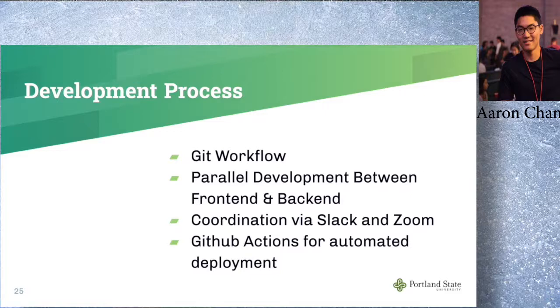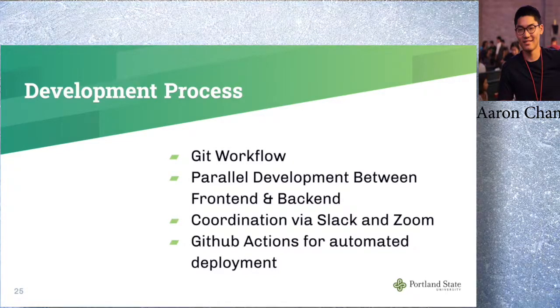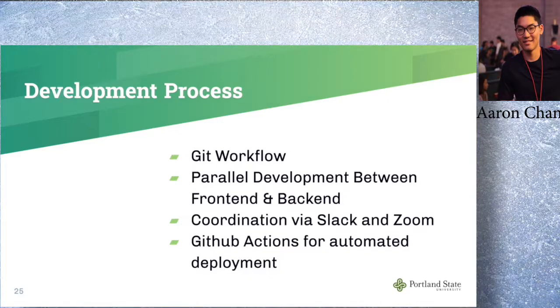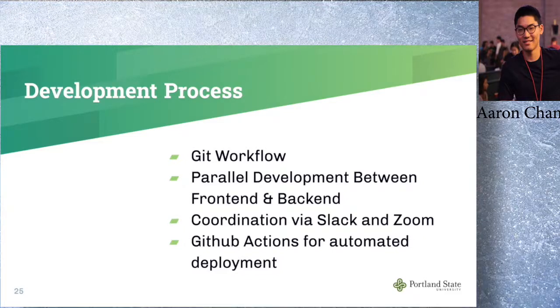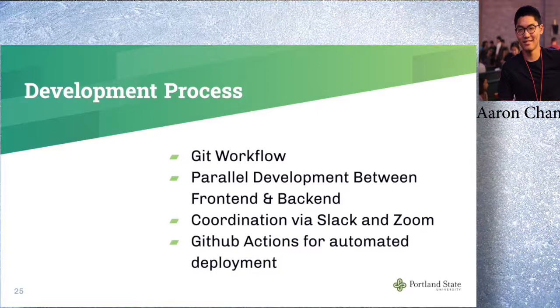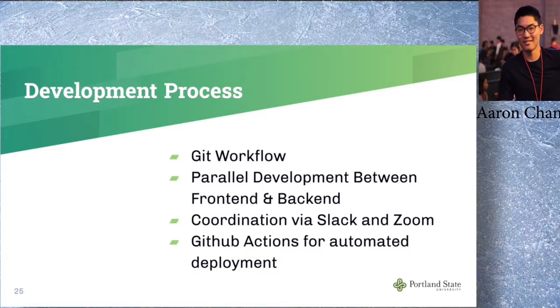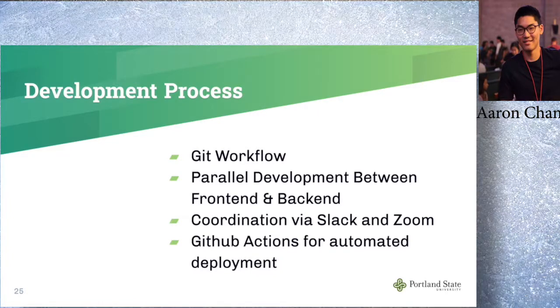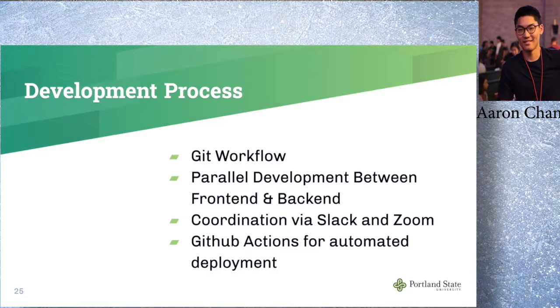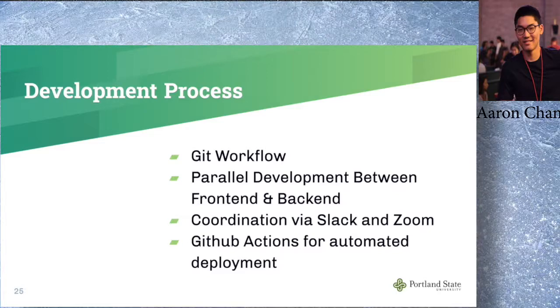Our team was mainly split between two groups, the front end and the back end. The front end dealt with the creation of the application client, while the back end created the API. Each team had their own design meetings where we decided on the high-level designs of the application. We coordinated development between the front end and the back end through our weekly scheduled Zoom meetings and Slack. Finally, we used GitHub Actions to deploy our application onto Heroku.